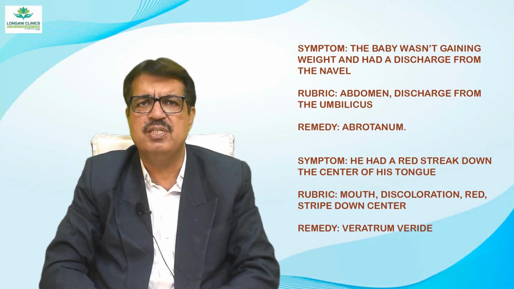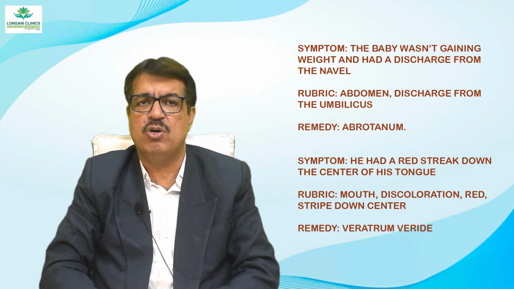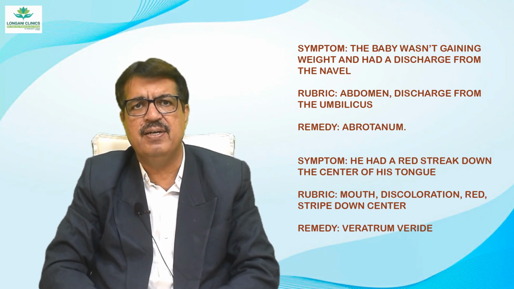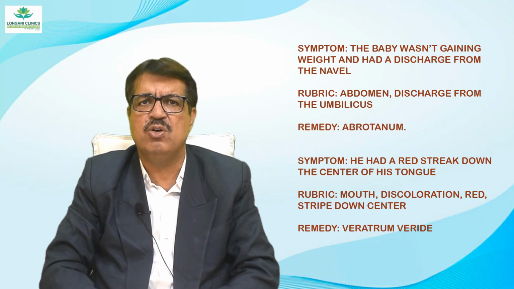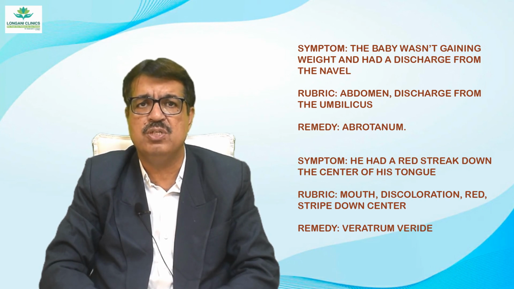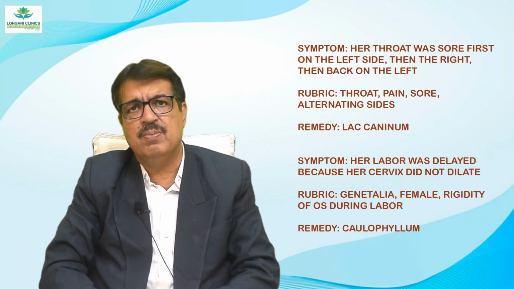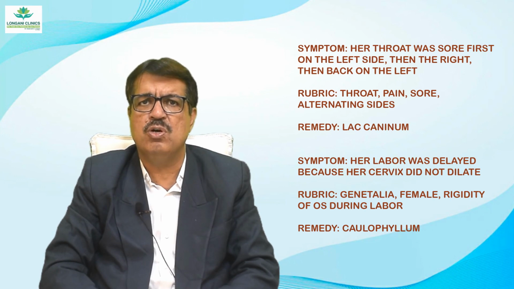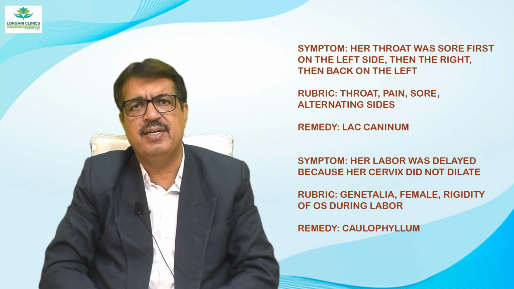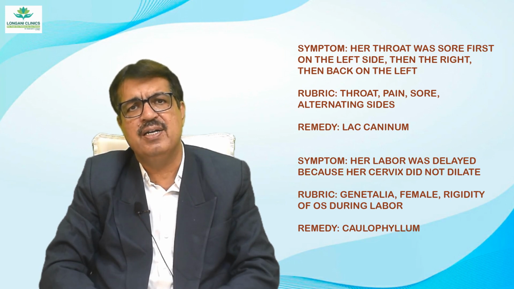The baby wasn't gaining weight and had a discharge from the navel. The rubric: abdomen, discharge from the umbilicus. The remedy is abrotanum. Symptom: he had a red streak down the center of his tongue. The rubric: mouth, discoloration, red streaks down the center. The remedy is veratrum viride. Next symptom: her throat was sore first on the left side, then the right, then back to the left. Rubric: throat pain, sore, alternating sides.